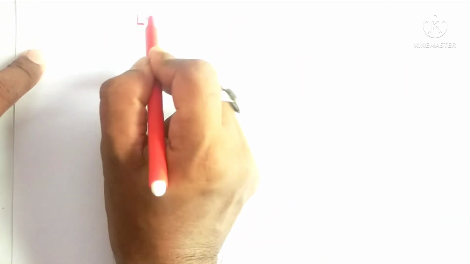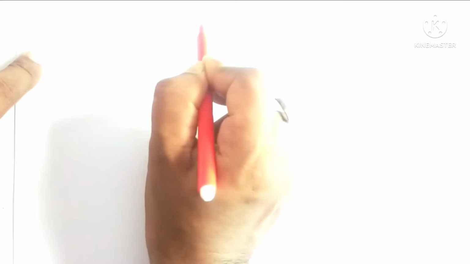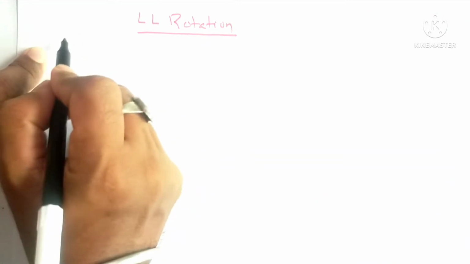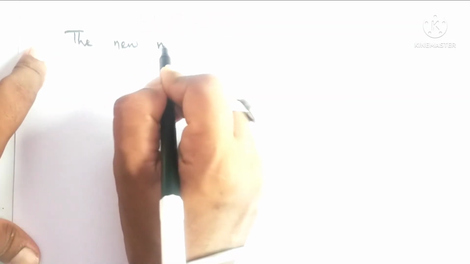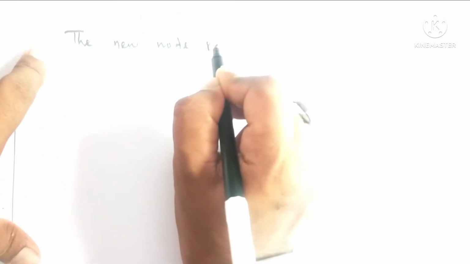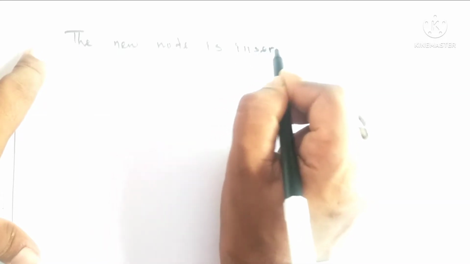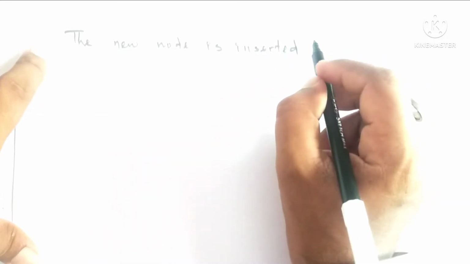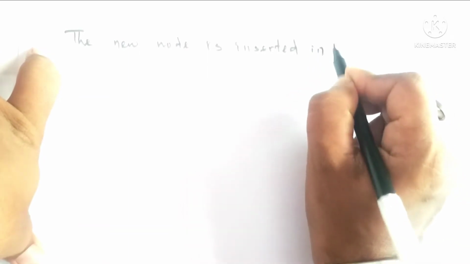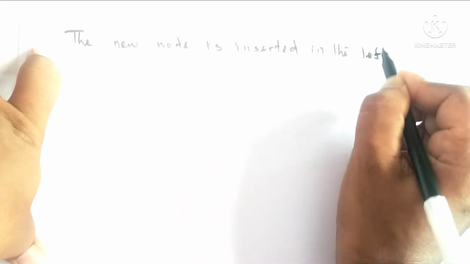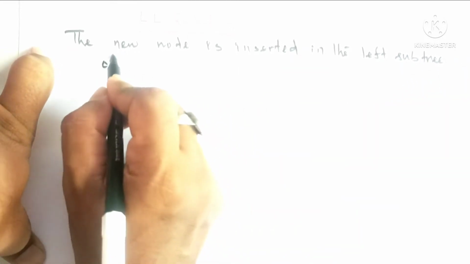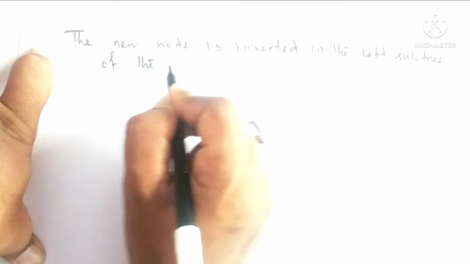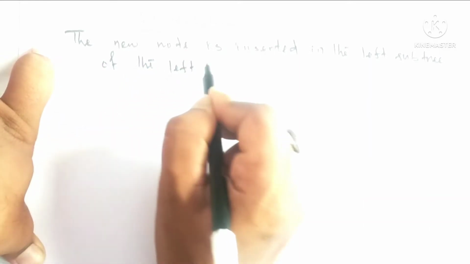It's called LL rotation. So what is the meaning of LL rotation? The new node is inserted in the left subtree of the left subtree of the critical node.